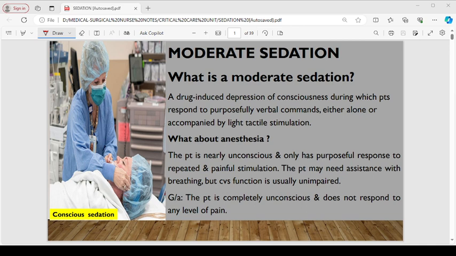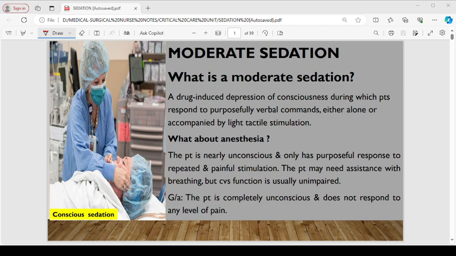Today we are going to focus on moderate sedation. This is a crucial aspect of patient care that plays a significant role in various healthcare settings. So, as nursing students, we need to understand what moderate sedation is because of its significance in our journey towards becoming proficient healthcare workers.